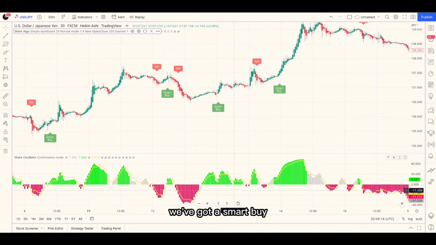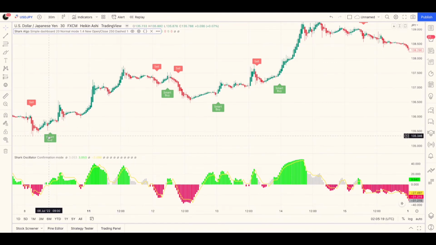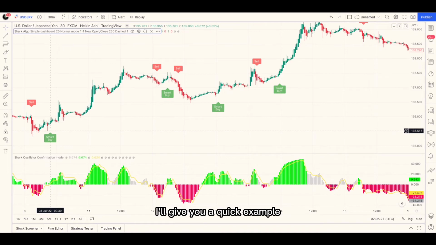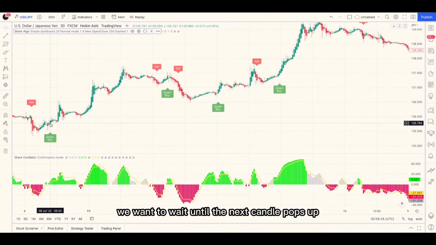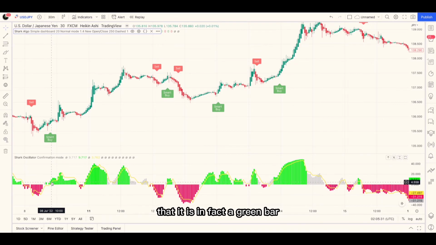So now as you can see here, we got a smart buy, which means it's going in the direction of the underlying trend. Now, how to play this trade, I'll give you a quick example. Whenever we get a smart buy signal, we want to wait until the next candle pops up, and we want to ensure with the oscillator over here that it is in fact a green bar. Because you're seeing a green bar here with the oscillator, that means this is a trade that you want to take. This is a good trade.